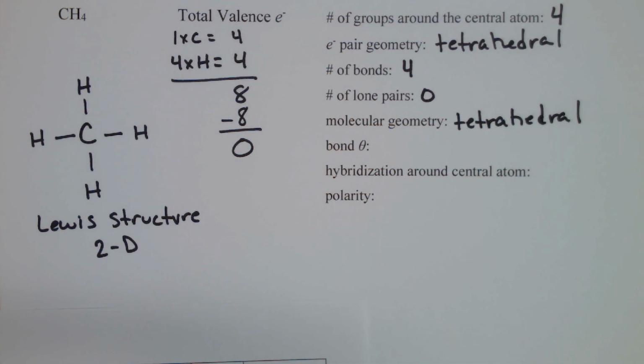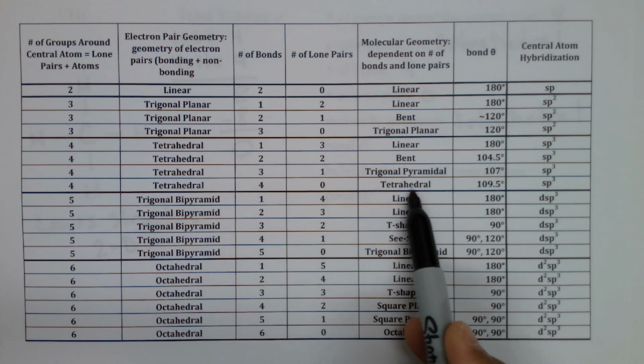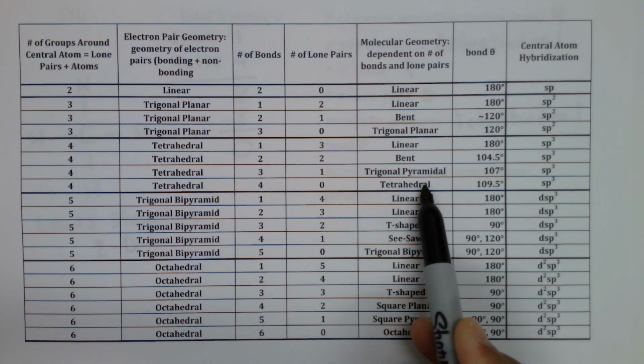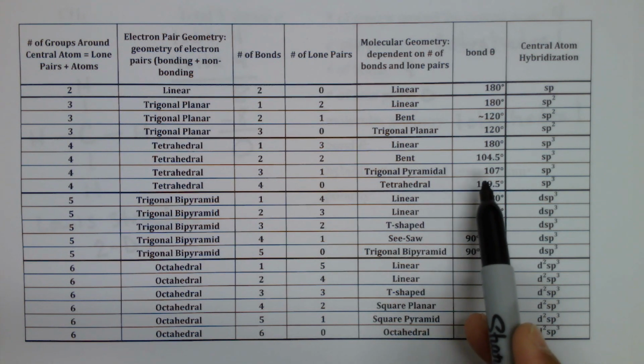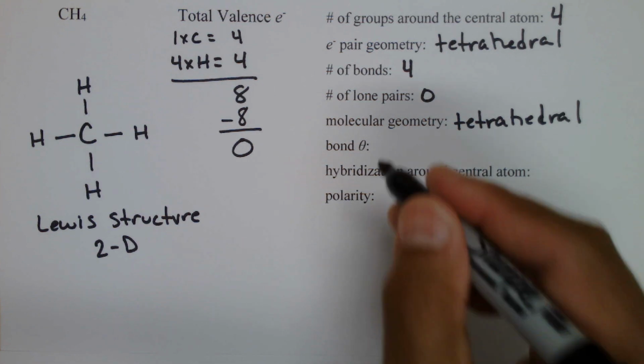That gives us a shape of tetrahedral. That's important because tetrahedral means 4 faces, so it looks like a pyramid. So the optimum bond angle is 109.5 degrees.